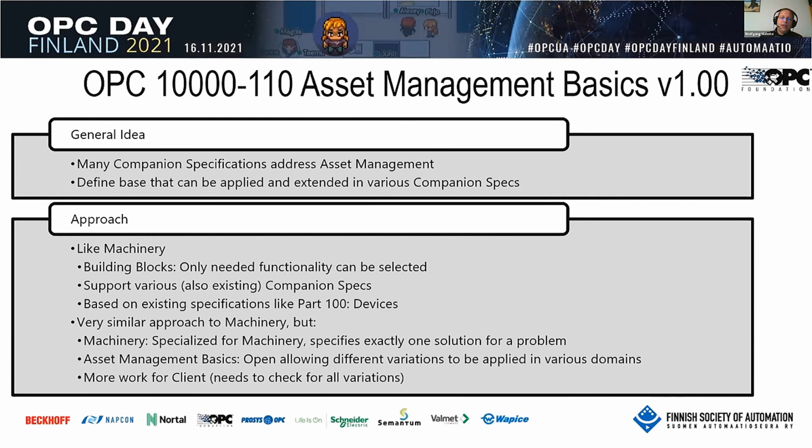With the asset management basics, we're keeping it a little bit more open. So saying, okay, for identification, you can use this variation or that variation. And that makes it easier to be applied in also existing companion specifications. The drawback is that for a client, of course, a client now needs to check this variation and that variation, so that he gets the identification, for example, of all the assets.